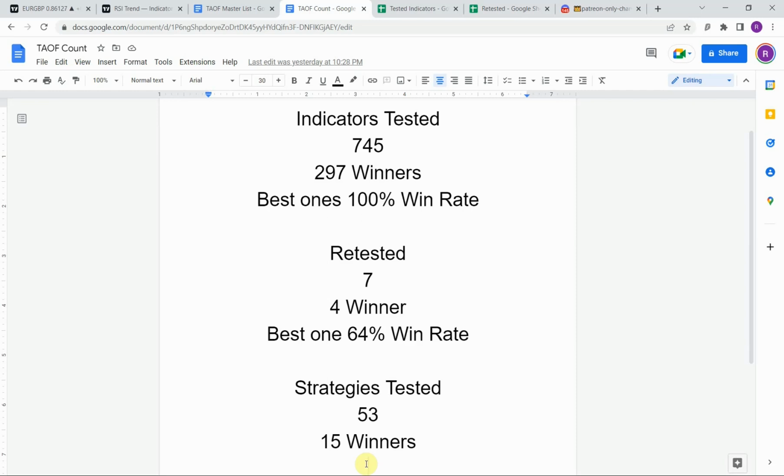We've also retested in the advanced testing 7 indicators. 4 of them have maintained the winning status, with the best one able to maintain a 64% win rate. Now keep in mind that we test most of these strategies and indicators on the Forex market, but they can be applied to just about any market universally.